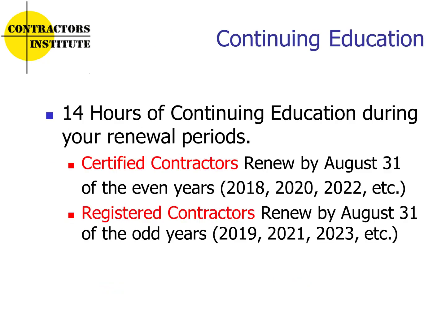And something that most of us notice at this point is that we have to have continuing education, something to look forward to. Now, it's 14 hours every 2 years, and remember, certified contractors renew by August 31st of all the even years. As a registered contractor, if your license begins with an R, you have to renew your license on the odd years. So, certified on the even, registered on the odd.